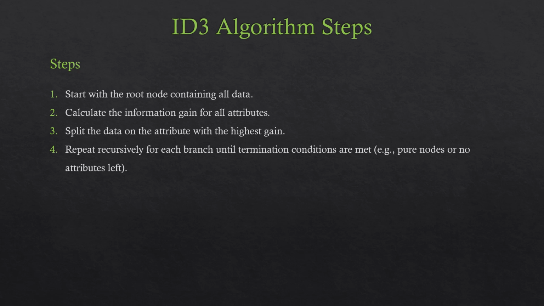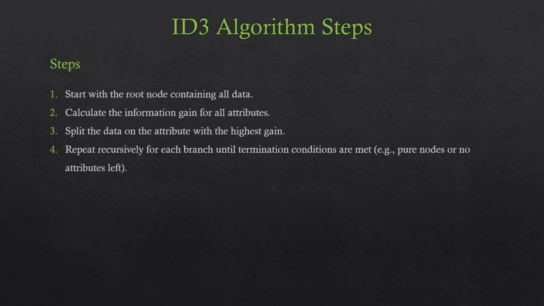Third, split the data on the attribute with the highest gain. The attribute with the highest information gain is selected for splitting the data at the current node. The dataset is divided into subsets based on the value of the chosen attribute. Each subset forms a branch of the tree.